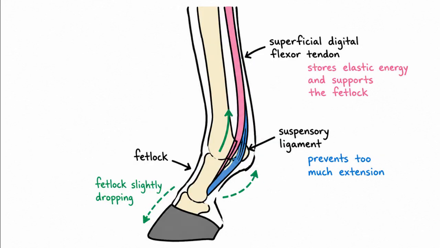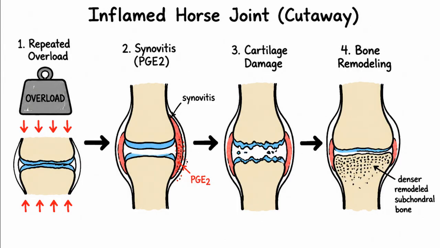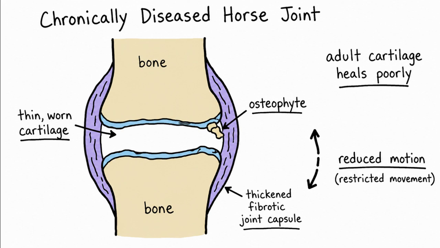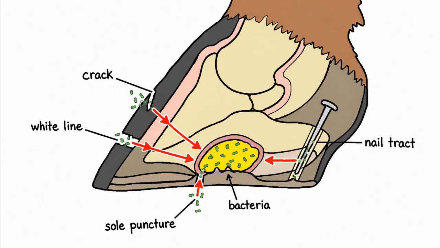The superficial digital flexor tendon stores elastic energy and supports the fetlock, while the suspensory ligament limits excessive fetlock extension. In a healthy joint, smooth cartilage and synovial fluid minimize friction. Repeated overload and synovitis increase prostaglandin E2, damage cartilage and stimulate subchondral bone remodeling. Because adult cartilage heals poorly, chronic disease can cause cartilage thinning, osteophytes, joint capsule fibrosis, and reduced motion. Horses with osteoarthritis may start stiff, loosen during light work and become lame again after harder exercise.